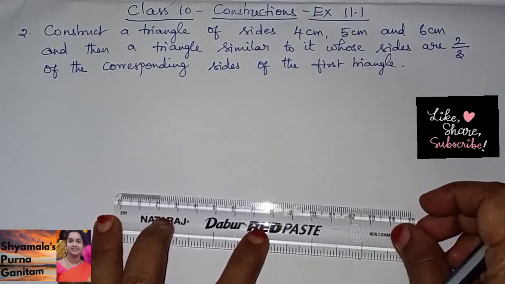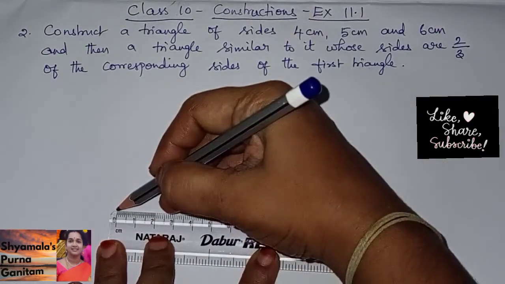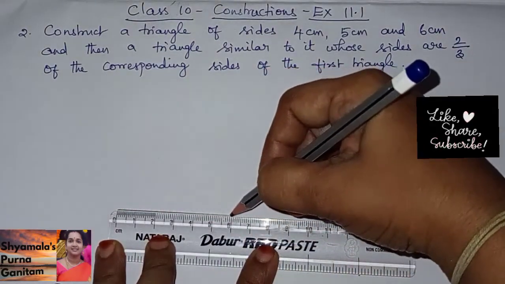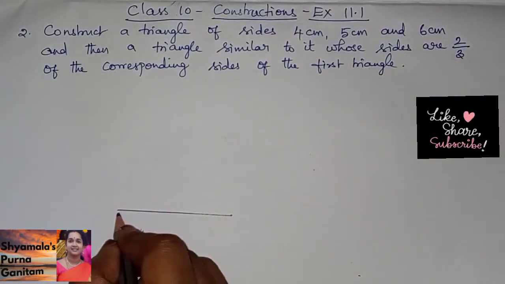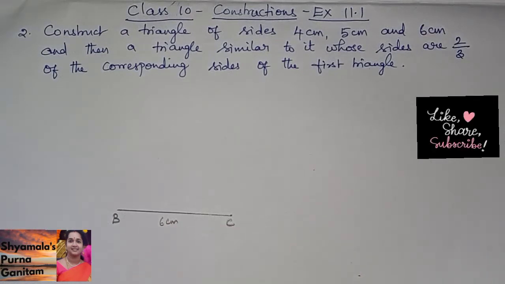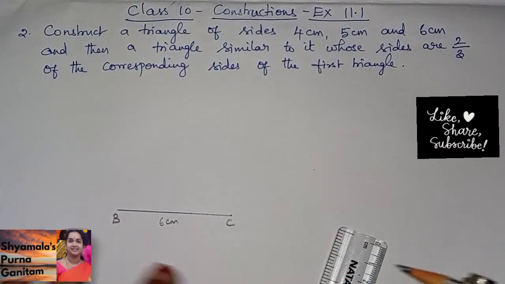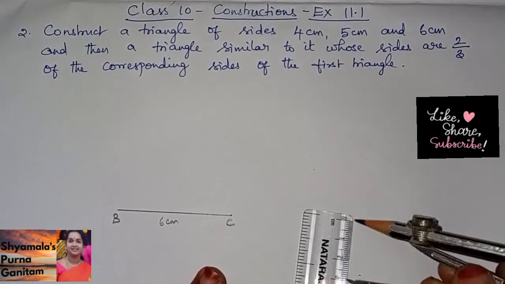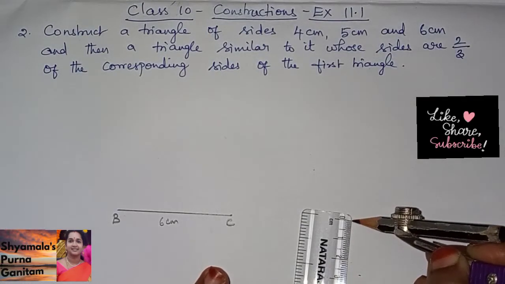So the base we'll take as 6 centimeter. So this is 6 centimeter, and we'll take that as BC. So BC is equal to 6 centimeter. And the other two sides, anything we can take. If we take the largest side as the base, that will be easy. So the first one is 4 centimeter.